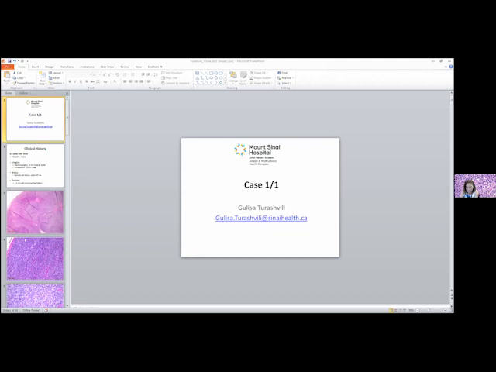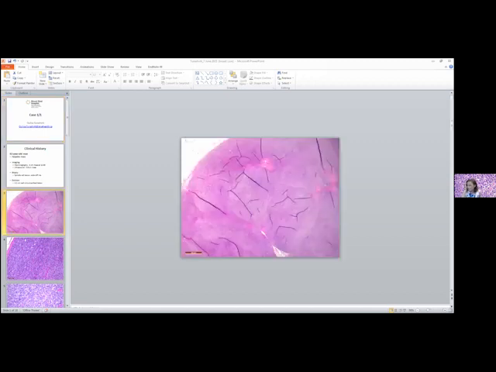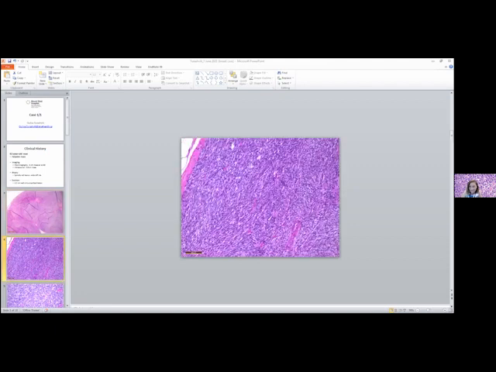I'm trying to move to the next slide and it's not moving. Oh, okay. So this is a low power view of the lesion. I'm sorry, the folds are everywhere in this section, but I think it demonstrates the border of the tumor, and you can see how well circumscribed it is. There is fibroadipose tissue. There are no benign ducts and lobules within the lesion, and what we see is just intersecting fascicles of spindle cells.